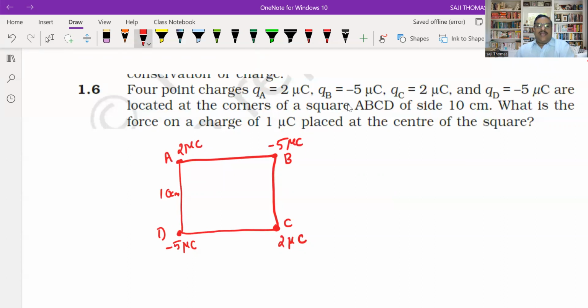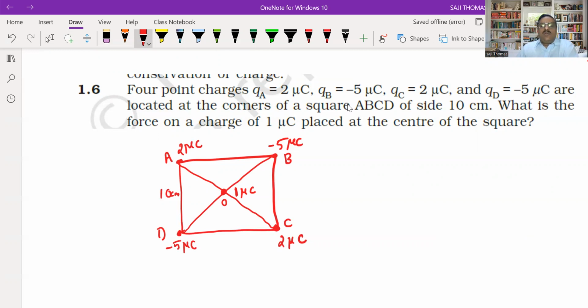Let me join the diagonals. Okay, you have to place 1 microcoulomb charge at the center. See, the center I named as O. You need to find out the total force on O. So according to the superposition principle, you have to add the vector sum of all the forces on it by all other charges. Now listen.